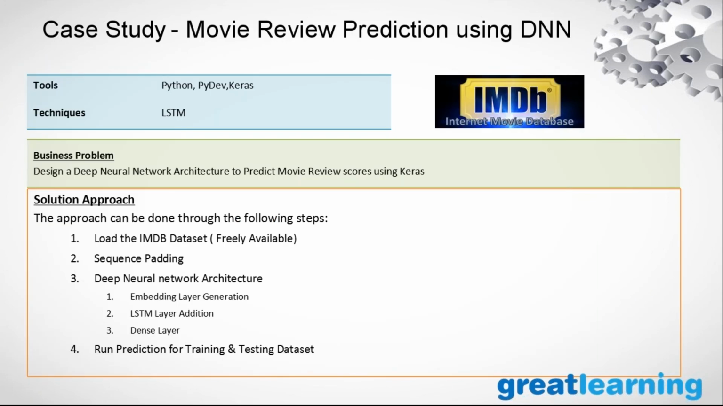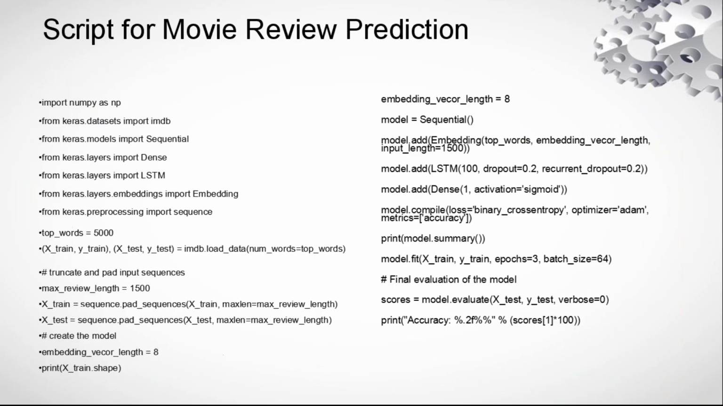Now, this being the business problem, what's the solution we are trying to do here? I have skipped the first two steps which we discussed here, due to time constraints; I'm keeping it slightly lightweight. This IMDb dataset is always available. You can download it from the packages which are available, followed by sequence padding, where I try to fix the shape of the entire data matrix. And then comes your neural network architecture, followed by running the predictions. Now let's go step by step by looking at the code.